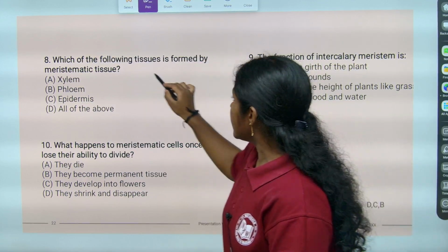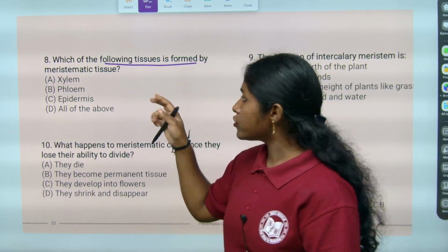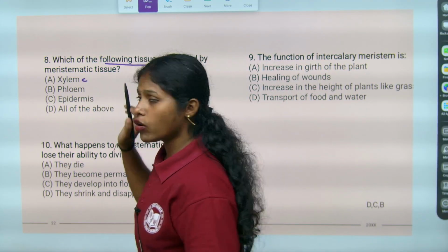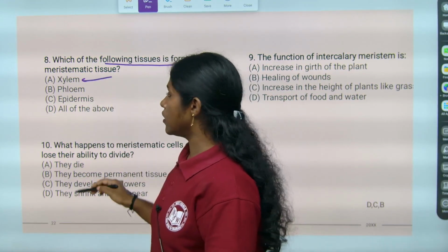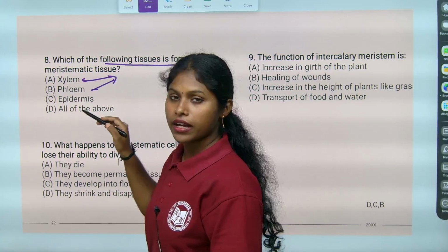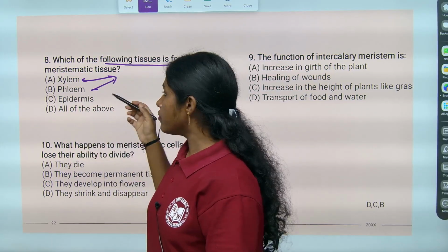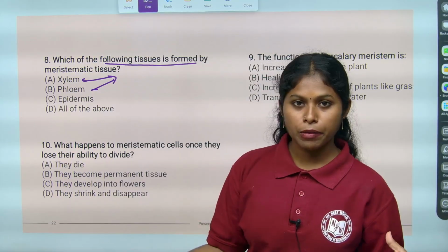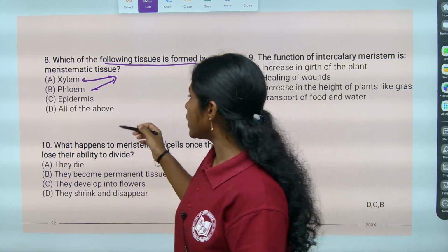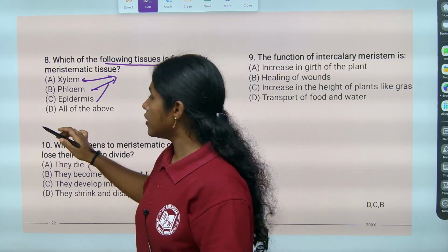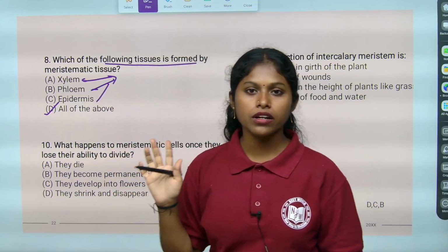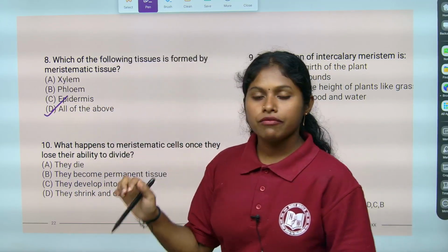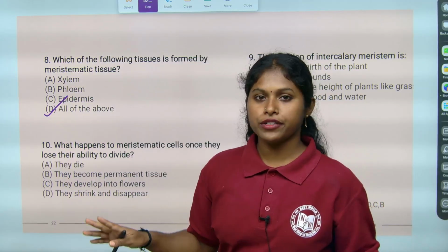So they are asking which of the following tissues is formed by the meristematic tissue, which means without meristematic tissue there is no xylem, there is no phloem, because they come under the group of permanent tissues. Without meristematic tissue, how will permanent tissues come? No, right? So the epidermis and everything comes from permanent tissues only. That is why the answer is all the above, because without meristematic tissue there are no permanent tissues, right children?